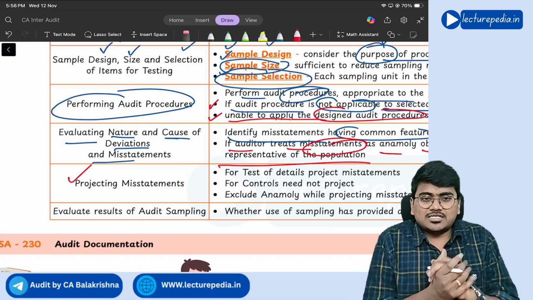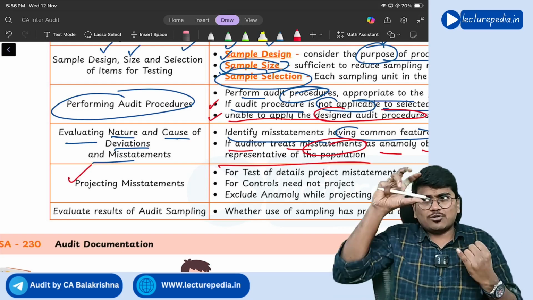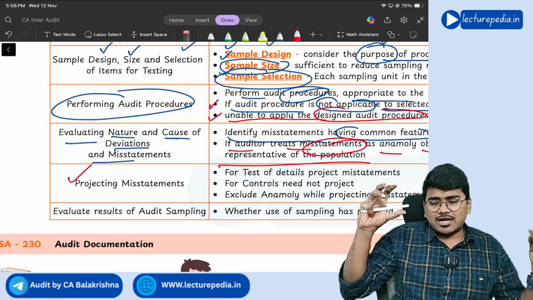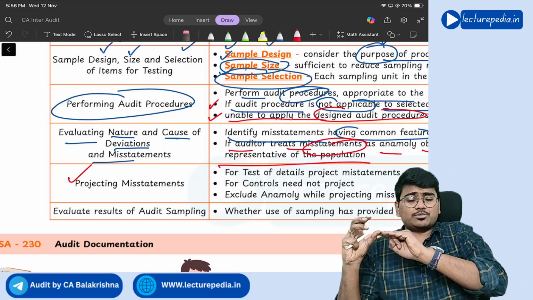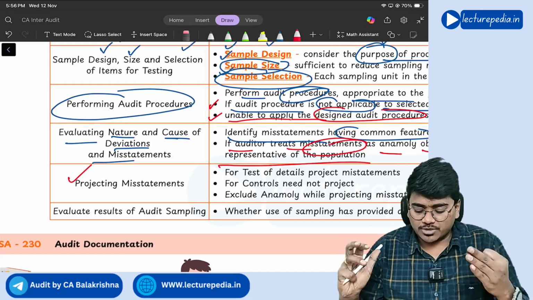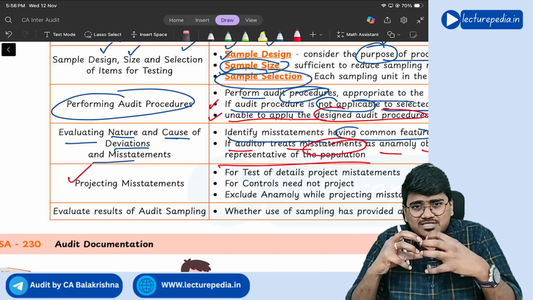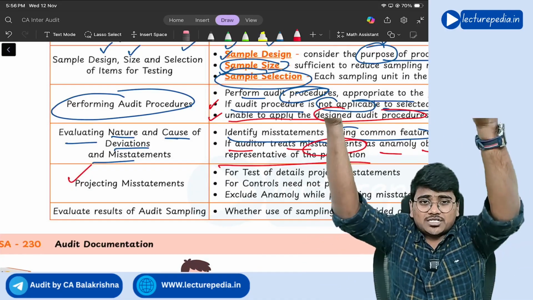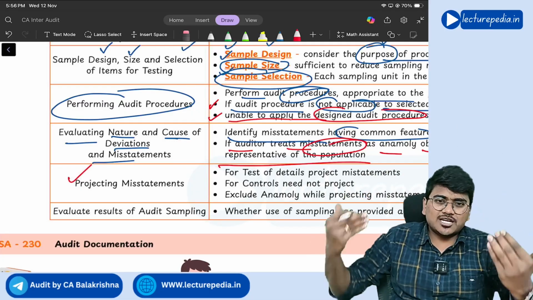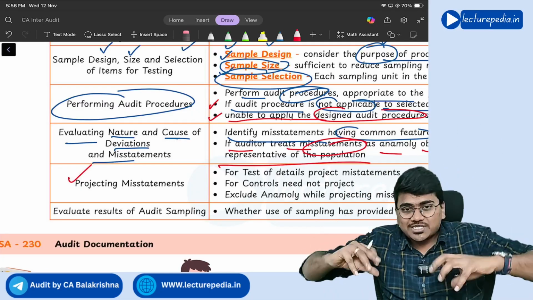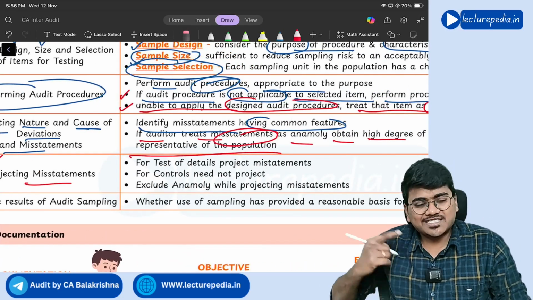Next, projecting the misstatement. So in the third step, what did you do? You have evaluated. See, once we will see all the steps. First of all, you have selected the sample. On the selected sample, you have performed the procedures. After performing the procedures, you identified the misstatements. So you have evaluated those misstatements. Once you have evaluated the misstatements, you will project these misstatements to the entire population. So in the sample, there are 5 misstatements. So in the population, how many misstatements can be there? Like this, you will project the misstatements, correct or not? See, that is the fourth step, projecting the misstatement.